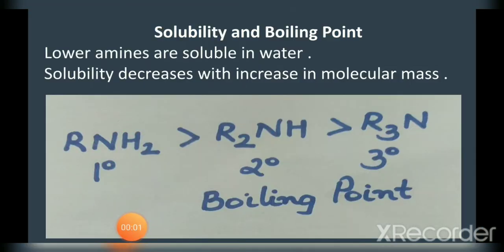Solubility and boiling point. Lower aliphatic amines are soluble in water. It is due to the formation of hydrogen bonds with water molecules. Solubility decreases with increase in molecular mass. It is due to an increase in the size of the hydrophobic alkyl part. Now consider the boiling point.